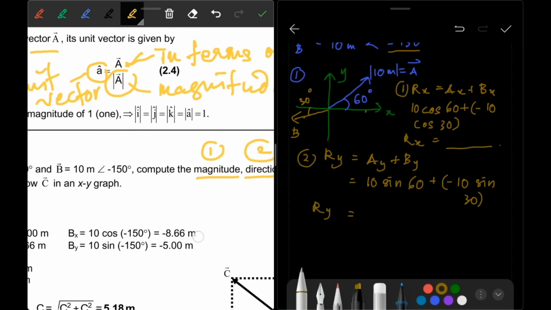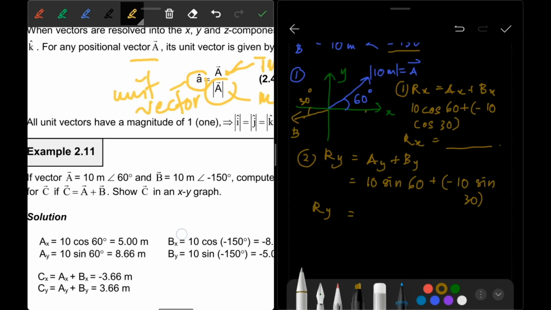So when you calculate, Rx will be minus 3.66, and then Ry will be 3.66 meter. This is Rx and Ry.